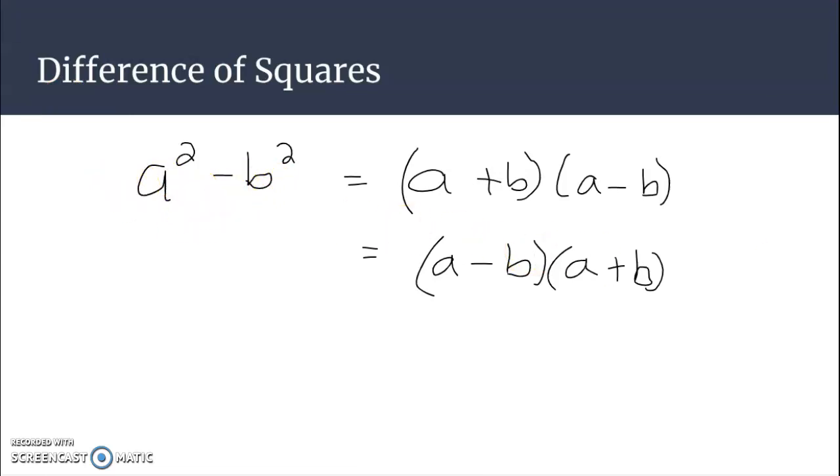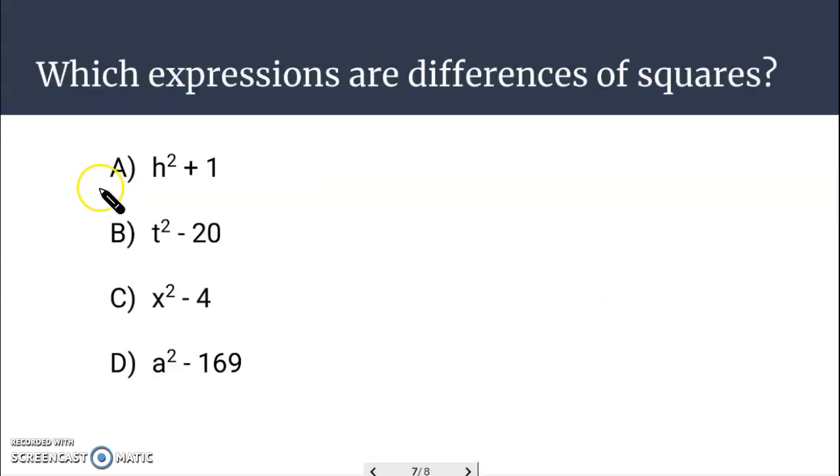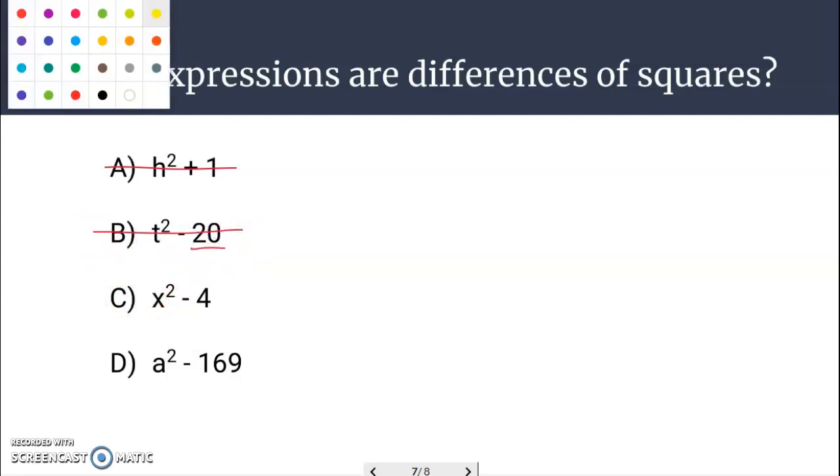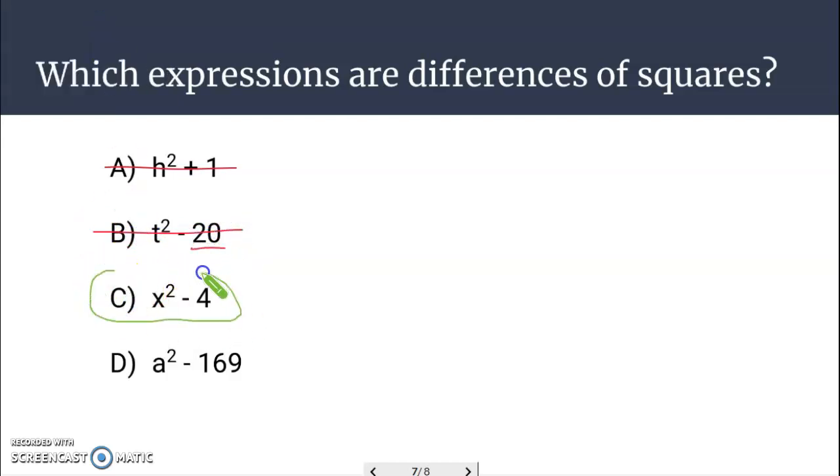First, let's get a little practice just identifying a perfect square trinomial or a difference of squares. Let's see, h squared plus 1, that's a sum. T squared minus 20, it's a difference, but 20 is not a perfect square number, so b is not going to work. However, c and d work. Those are the difference of squares. X squared minus 4, 4 is a perfect square. A squared minus 169, 169 is a perfect square.